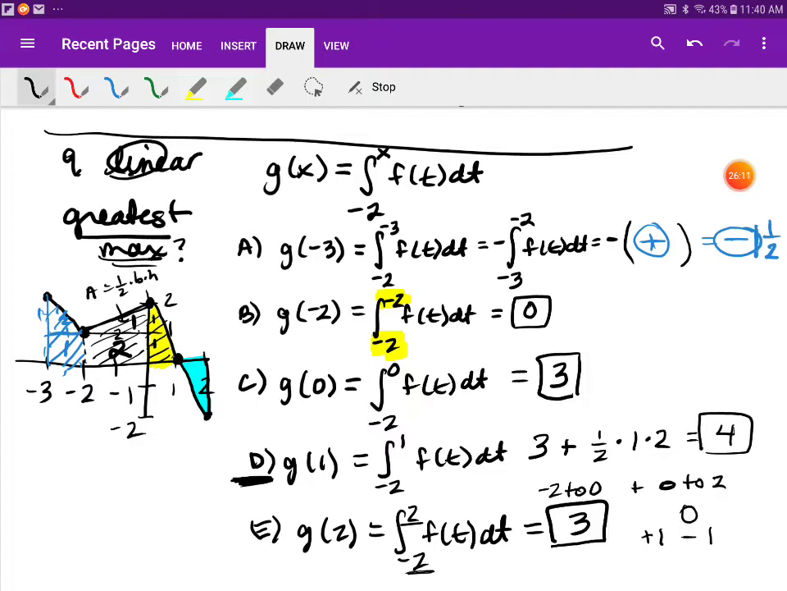Now, we're not going to have a multiple choice situation this year. So without a multiple choice situation, we need to have different possibilities. Okay, so what if they asked for G of 1 on the free response? You're going to definitely need to be able to find that out.